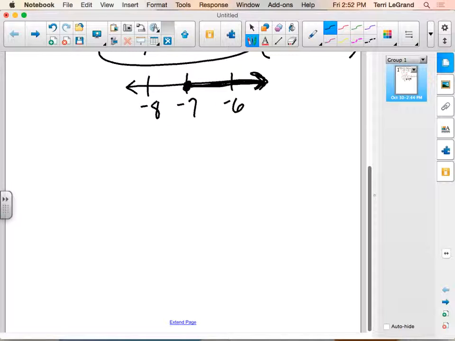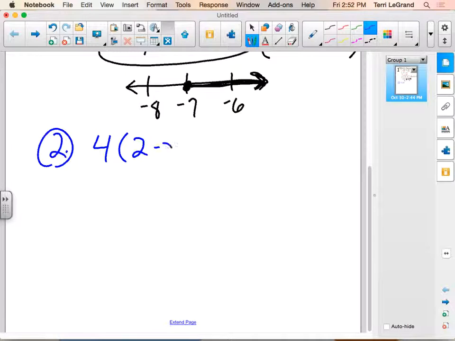Okay, let's do another one. Here's your next one. I want you to solve the following inequality. Today's goal is to be able to solve inequalities in one variable with variable terms on both sides. So every single one we do today will have variable terms on both sides.